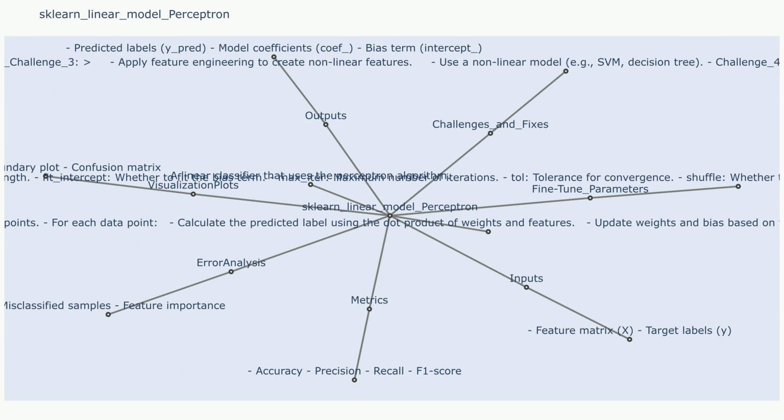Challenge 3: nonlinear data. The perceptron is a linear model, so it cannot learn nonlinear decision boundaries. Sample use case that resulted in challenge 3: training a perceptron on a dataset with a nonlinear decision boundary. For example, a XOR dataset. Fixes to challenge 3: use a nonlinear model, such as a support vector machine (SVM) with a kernel, or a neural network.